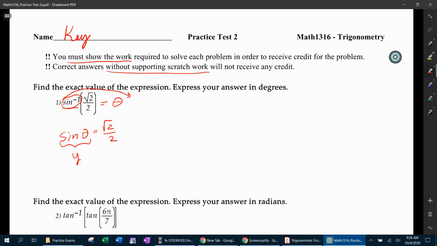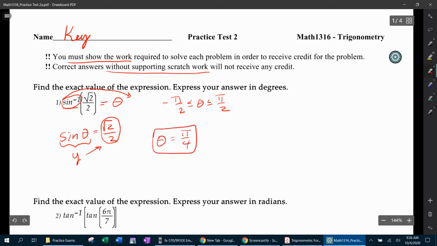So we need to find an angle within the appropriate range of values that have a y coordinate of square root of 2 over 2. So remember, the restrictions for theta for inverse sine is anything from negative pi over 2 to pi over 2. So that means that we're looking in either quadrant 1 or 4 for a positive y coordinate. That's going to be quadrant 1. And that means that this angle is going to be pi over 4.